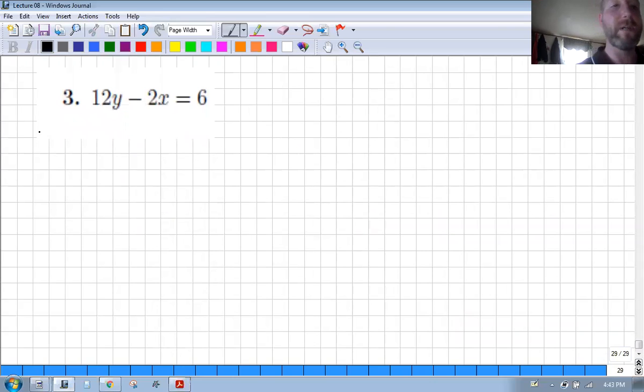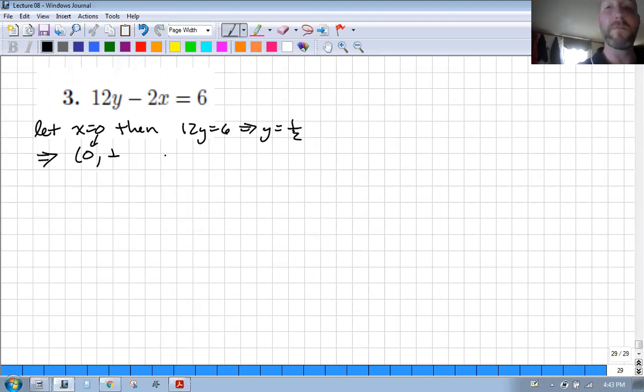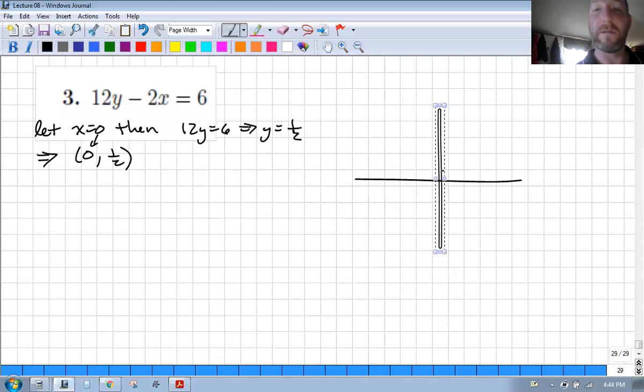Okay, if we let x be 0, then 12y equals 6, which says that y is a half. So 0, 1/2. This is our y-intercept.